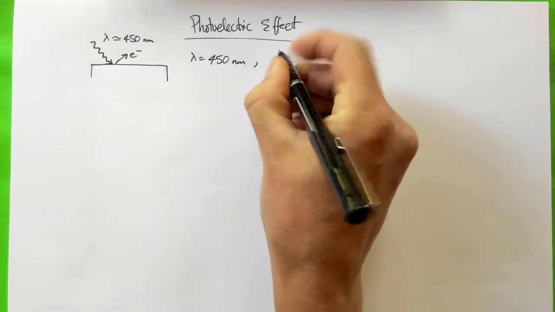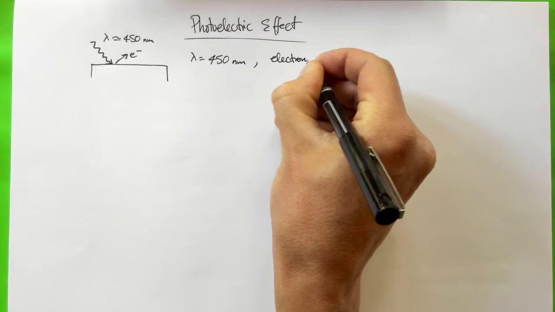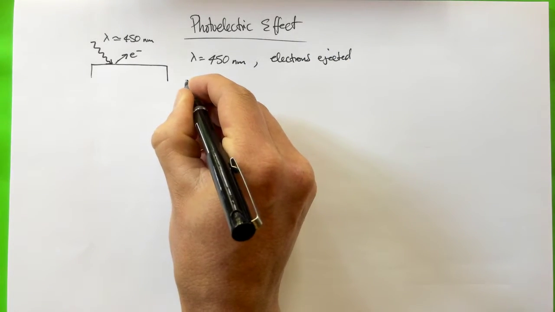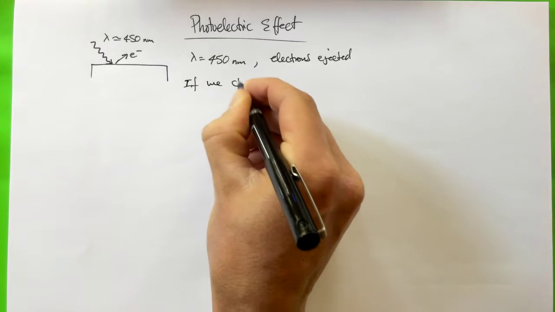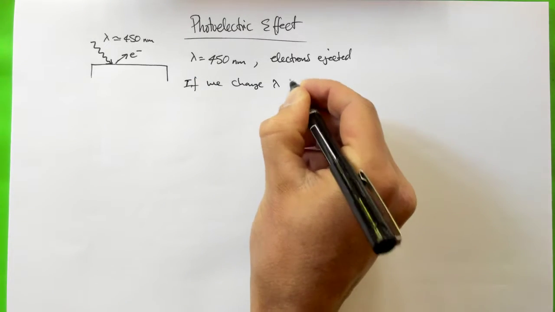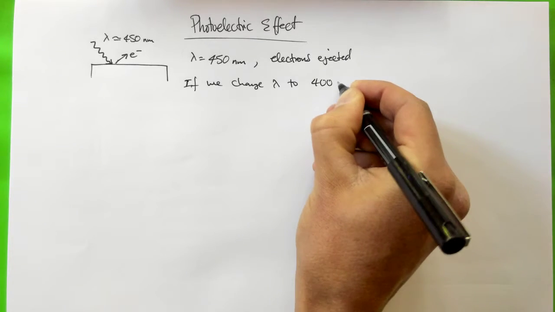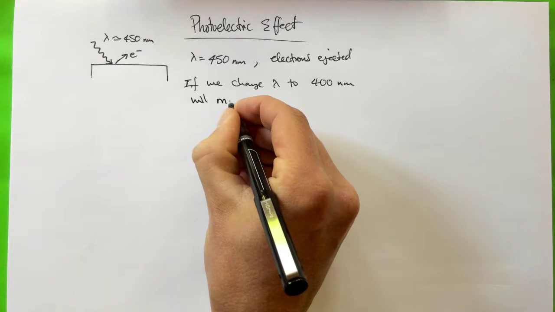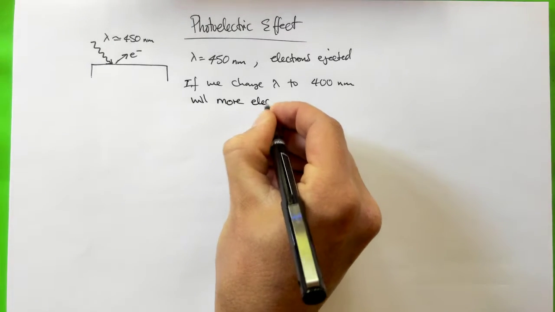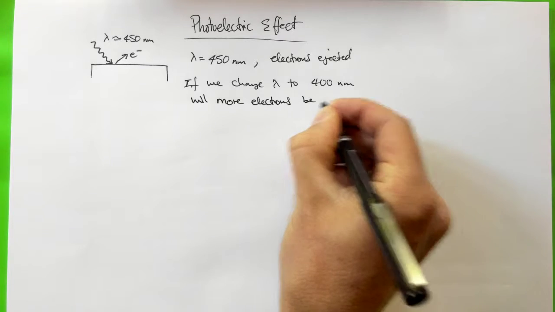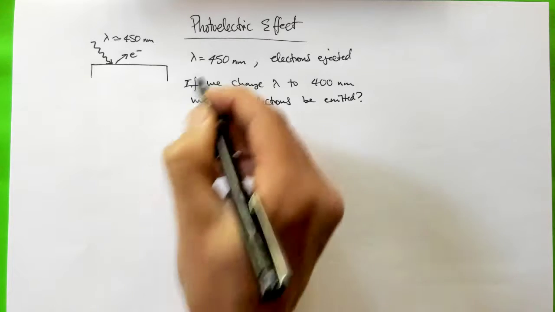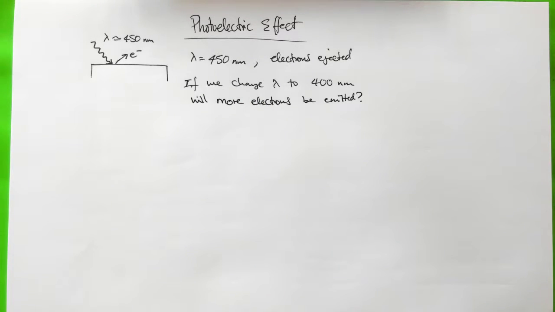Lambda equals 450 nanometers. Electrons are ejected. If we change the wavelength to 400 nanometers, will more electrons be emitted? So I'm going deliberately slow to give you a chance to think about it. What do you think? Do you think more electrons will be emitted, fewer electrons, or no electrons?